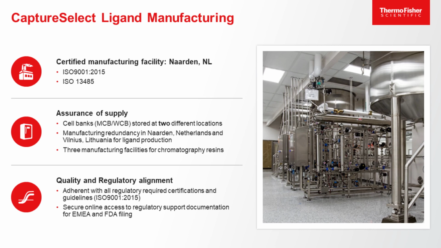Of course, it is all great that you can make a prototype, but it's important that we can also make the final product at scale. For that, we've got a certified manufacturing facility in Naarden in the Netherlands. It is ISO 9001, and the capacity of this facility is quite big. We've got 215 cubic meter fermenters, which operate together with the associated downstream processing.